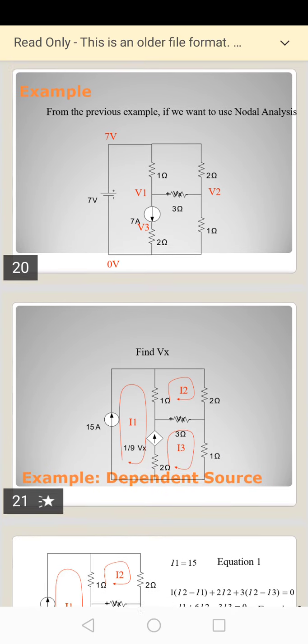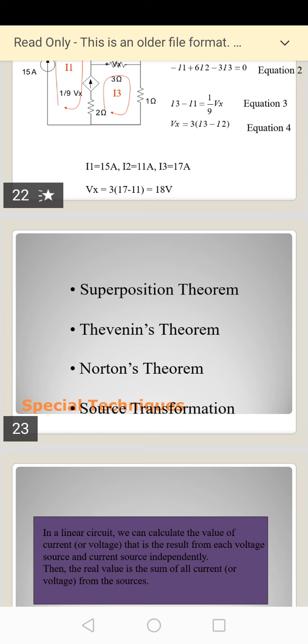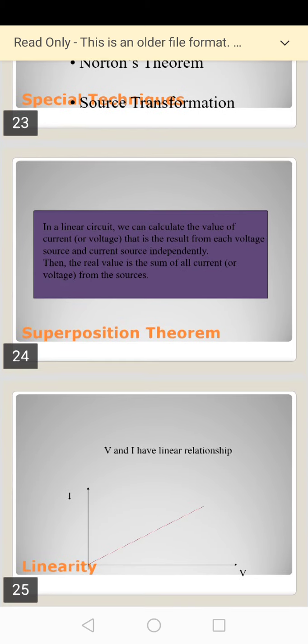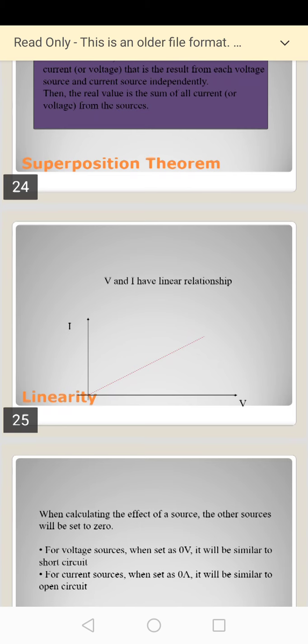How to choose between node and mesh analysis? Other methods are the superposition theorem, Thevenin's theorem, Norton's theorem, and source transformations. The superposition theorem says that in a linear circuit we can calculate the value of current or voltage that results from each voltage source and current source independently. Then the real value is the sum of all the currents from the sources. V and I have a linear relationship.